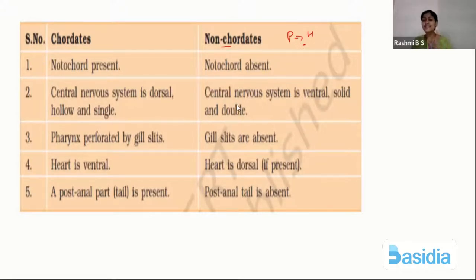Okay, so let us study some important differences between chordates and non-chordates, children. This may be for your board point of view. It may be for 2 marks where you need to write 2 points under each of chordate and non-chordate, or if they ask you for 5 marks, you need to write 5 points under each category.